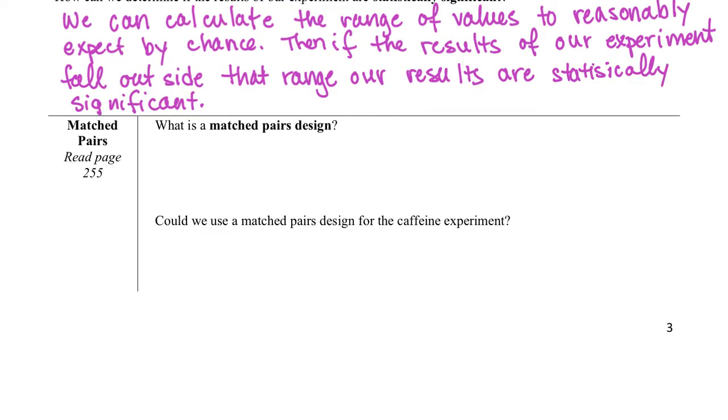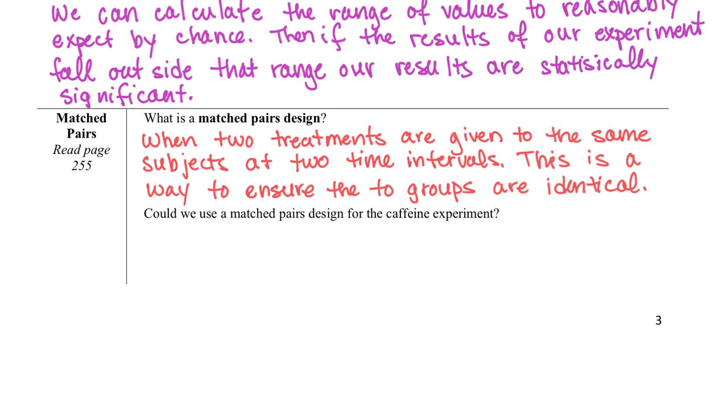Let's go through just a couple more definitions and then I'll wrap up this video. We'll often talk of a matched pairs design, and this is one of those that gets overlooked a lot by students. But when two treatments are given to the same subjects at two different time intervals, that's a matched pairs design. This is a great way to ensure that the groups are identical. So basically what we're saying is that the same students are in the caffeine group and the non-caffeine group.